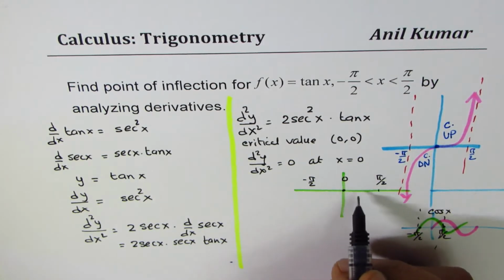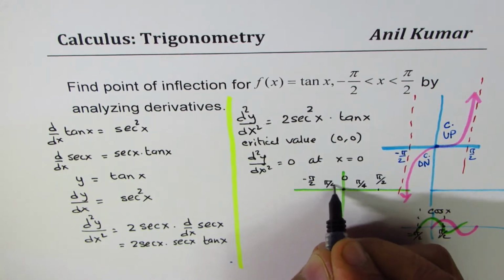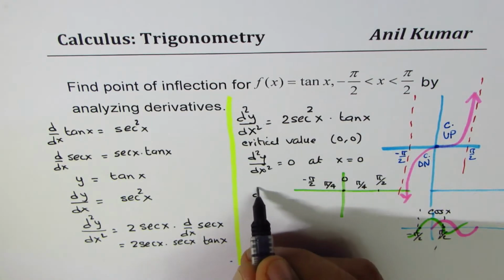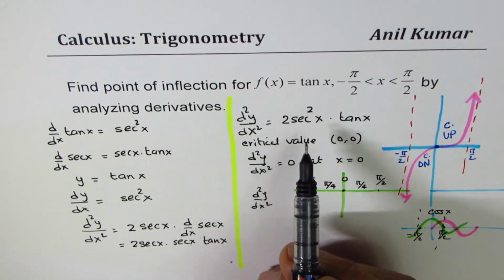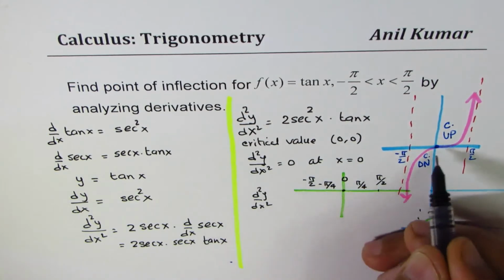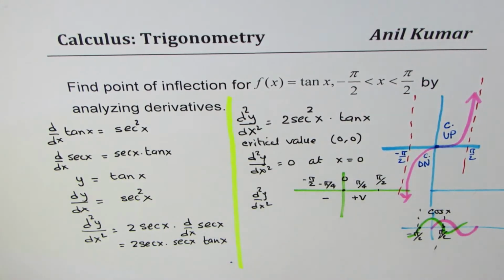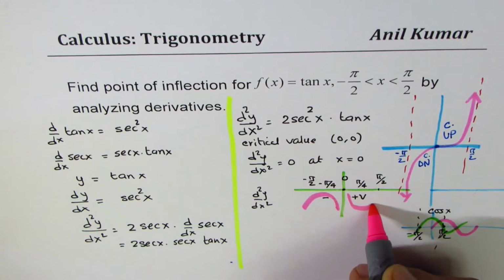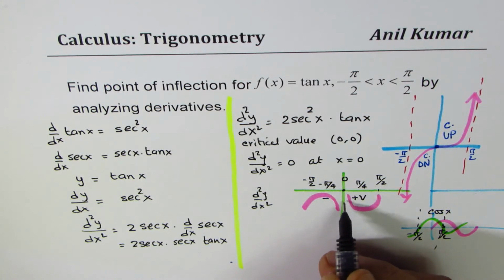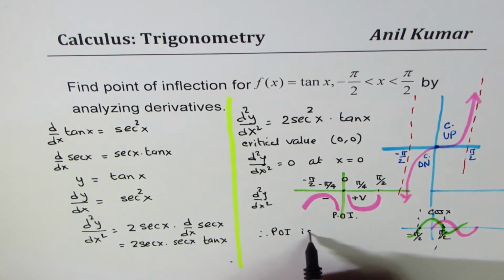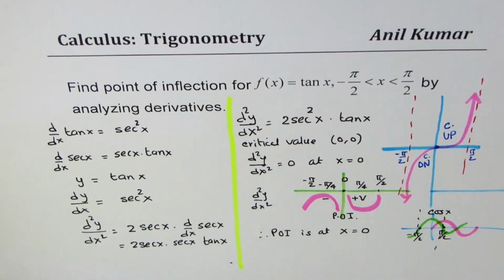Now in this interval, we could take a test point, say pi by 4. At this test point, we have to check whether the second derivative is positive or negative. Secant square x is positive always, right? As far as tan x is concerned, you can see very clearly that at minus pi by 4 it is negative, at plus pi by 4 it is positive. Negative means it is concave down, and positive means it is concave up. So the change of concavity is at 0. So that is our point of inflection, right? Therefore, the point of inflection is at x equals 0. That is how we can find the answer using the second derivative.